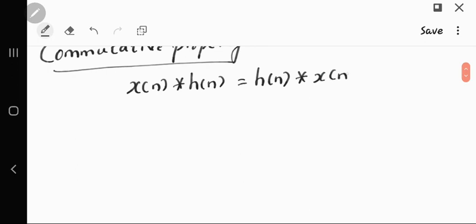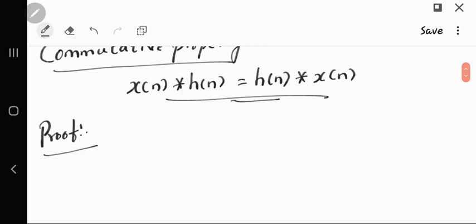The definition of commutative property is x of n convolved with h of n is equal to h of n convolved with x of n. This is the property. Now we have to prove this. Let's take the proof for this.